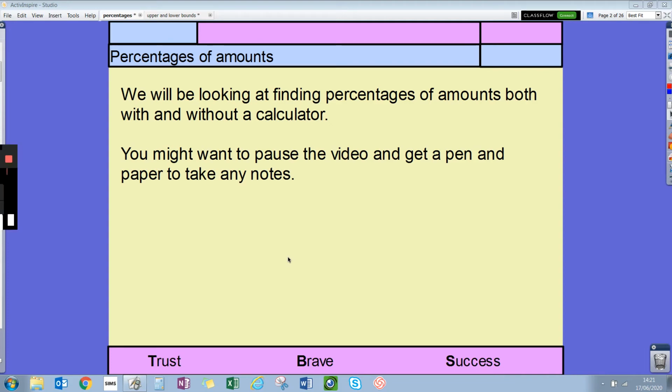Hi everybody, today we're going to be looking at finding percentages of amounts both with and without a calculator. You might want to pause the video and get yourself a pen and paper to take any notes, and then we'll get started.